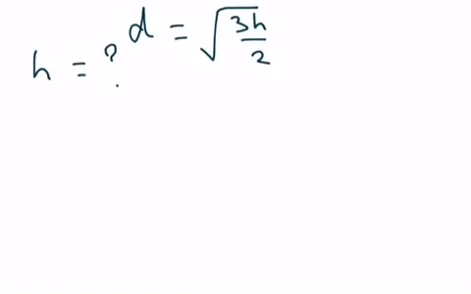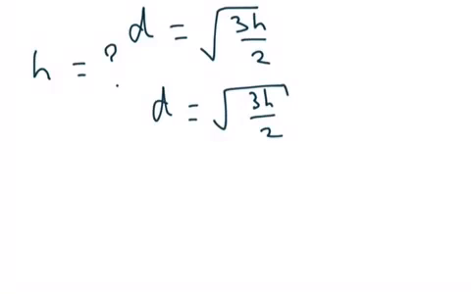Right, so let's take this in turn. So we have d equals the square root of 3h over 2. Right, I want to get h on its own. So what can I do here? What's the first thing we would do?